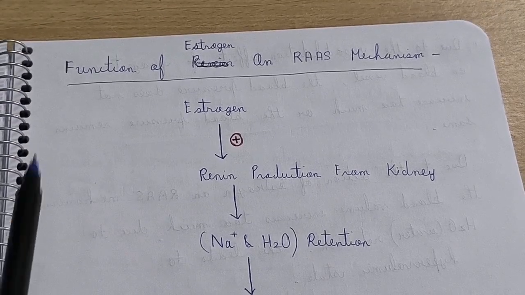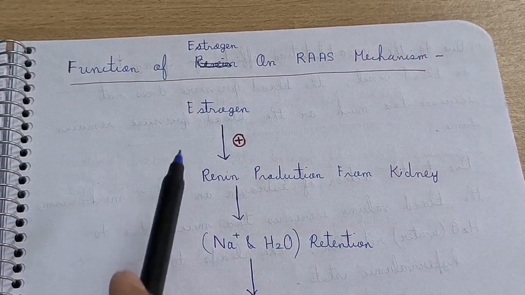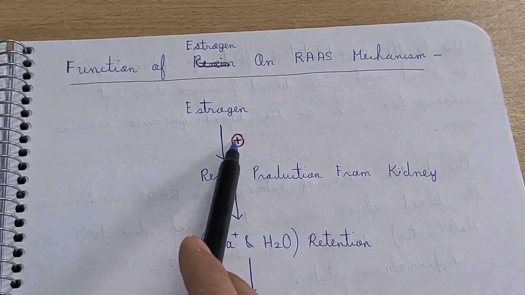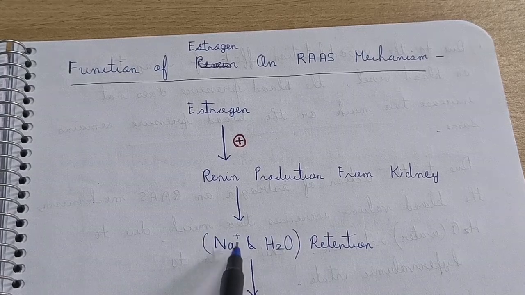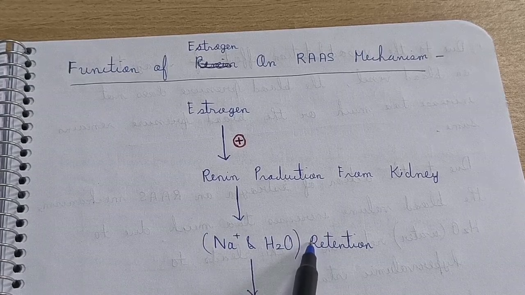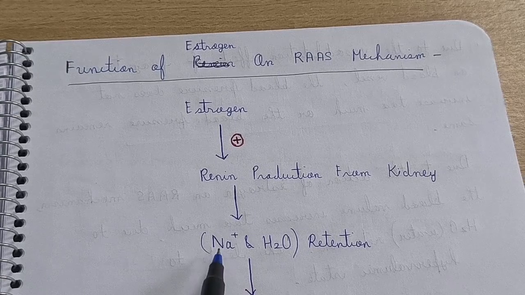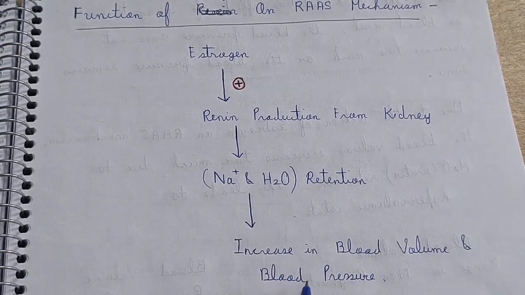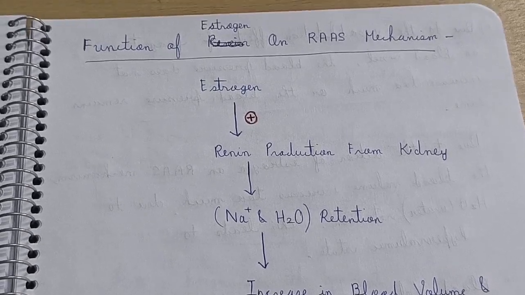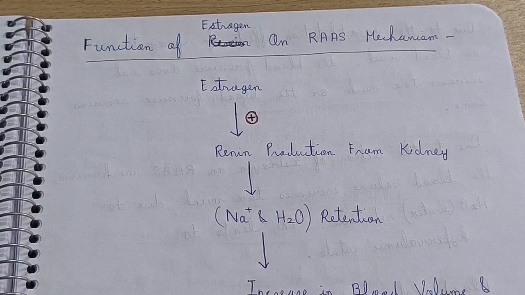So now, about the function of estrogen on the RAS mechanism. Estrogen stimulates renin production from the kidney. As a result, sodium and water retention is done due to the action of renin. And due to the retention of sodium and water, blood volume and blood pressure increase. So this is the function of estrogen on the RAS mechanism.